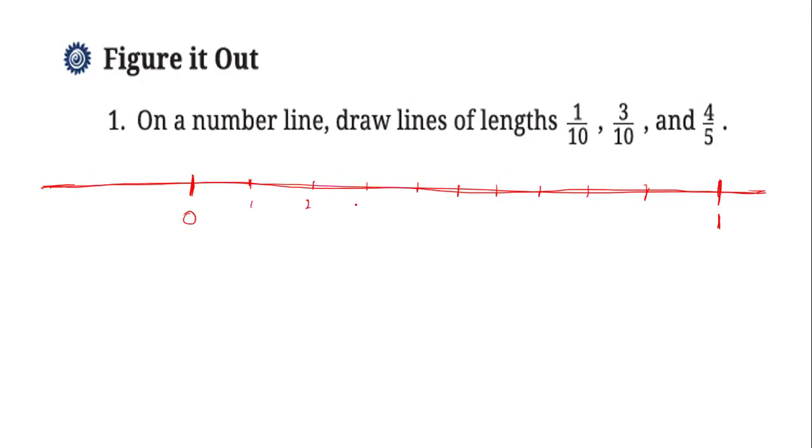1, 2, there. It's okay. Next, this is 1 by 10. This is 2 by 10. This is 3 by 10. Okay. Next, 1 by 10 is this. This is 1 by 10. Next, 4 by 5.